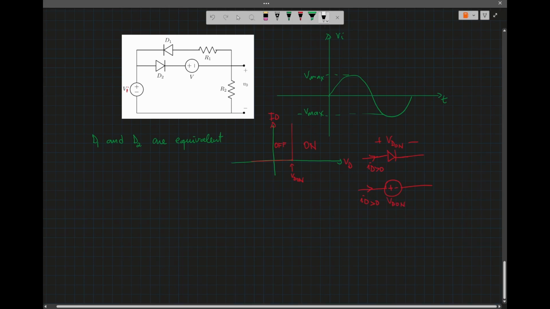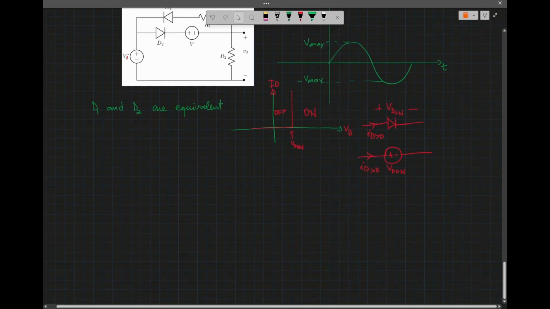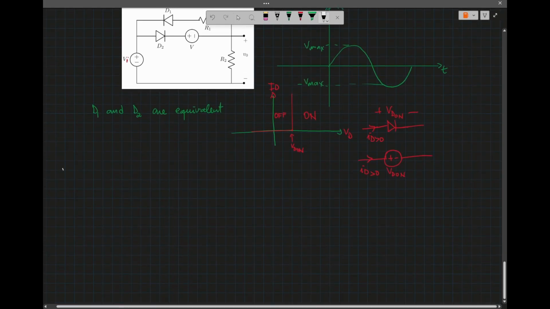Now let's solve this network. The goal is to find the output V0 and sketch the transfer characteristic.